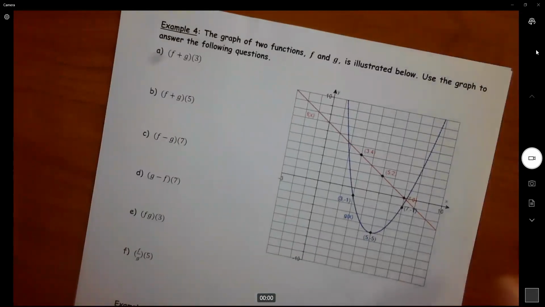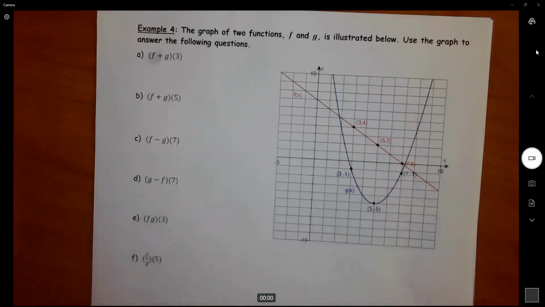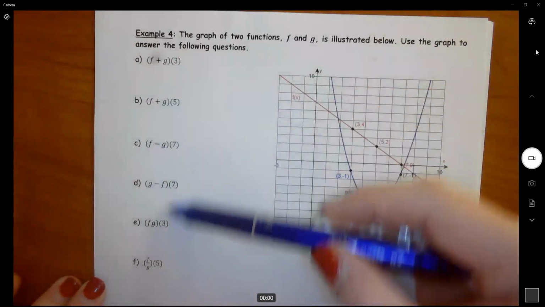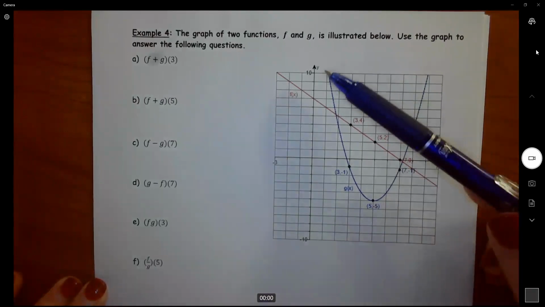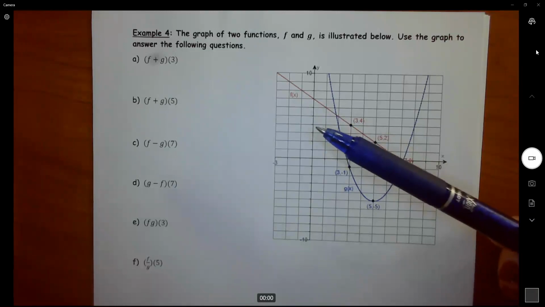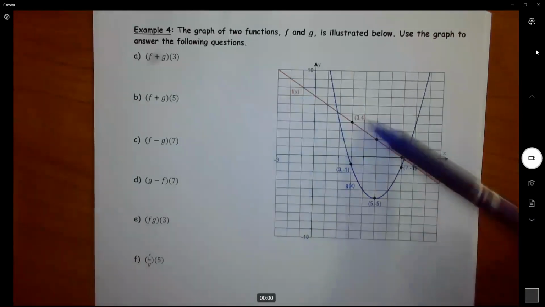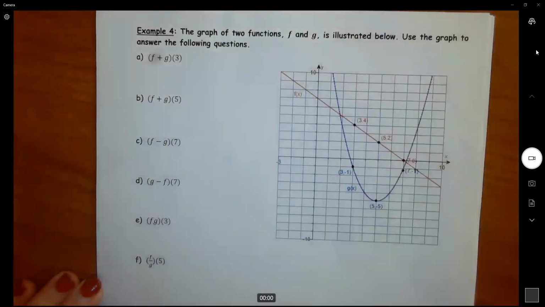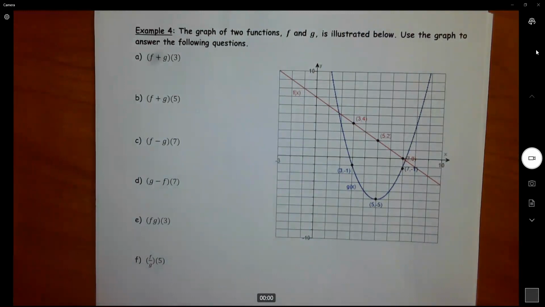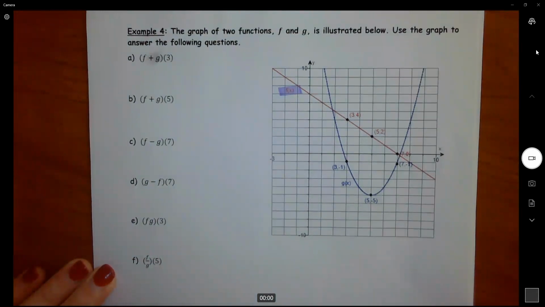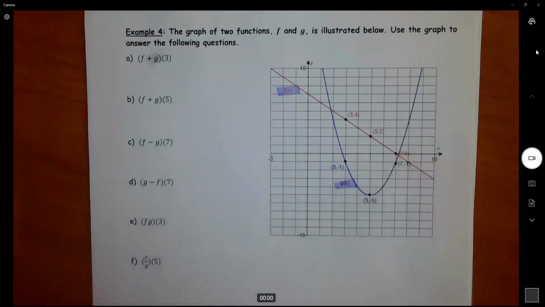The next example, we're going to be finding or combining these functions, but now instead of them telling us what f of x equals or what g of x equals, I'm given a graph. You can see here that f of x is my red function and g of x is my blue function.